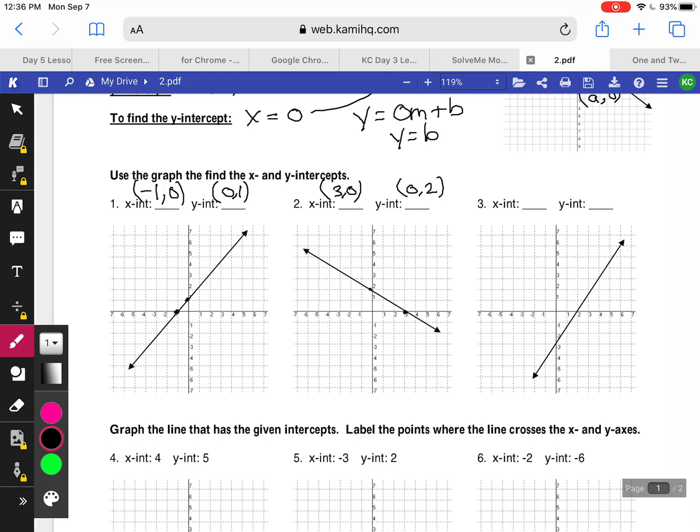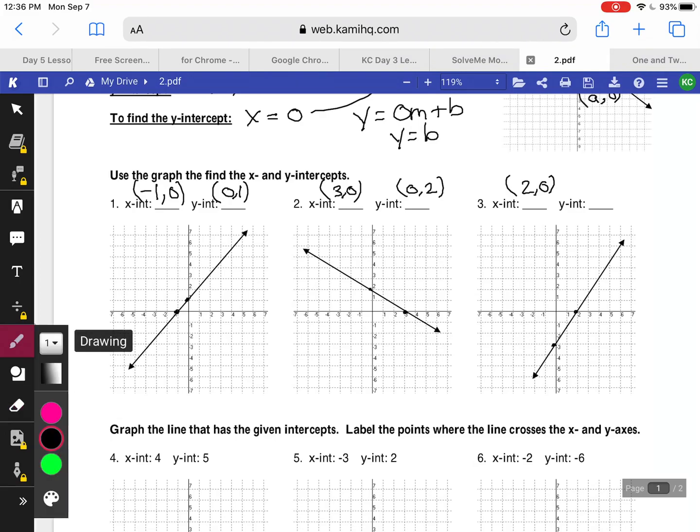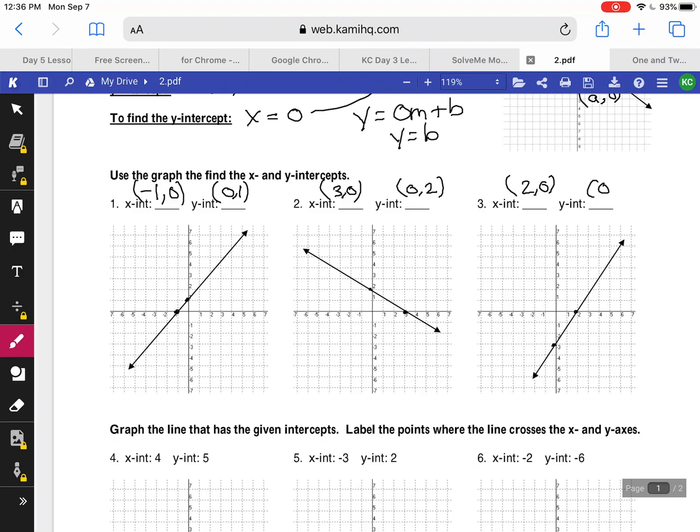The same would follow for number 3. We have our x-intercept at (2, 0), and the y-intercept is... let me erase that. We are looking at (0, -3).